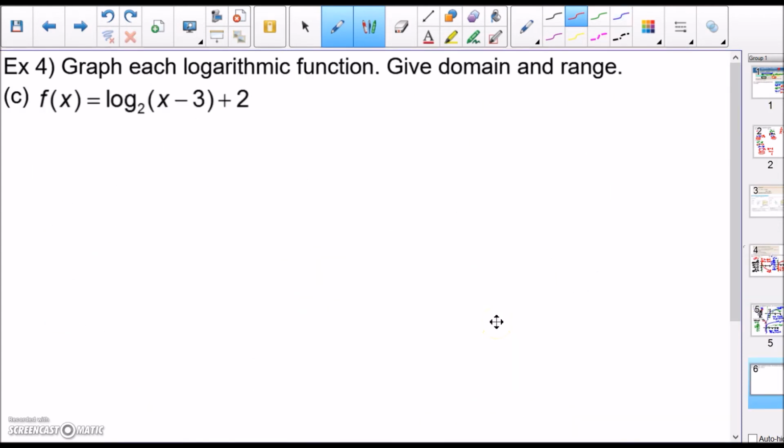Example 4, graph another logarithmic function. Give domain and range. So you should notice it looks like we're going to have some sort of shift right 3 and up 2. So without the shifting, the function would look like y equals log base 2 of x. So that's the parent function without the shifting. So let's look at a table.